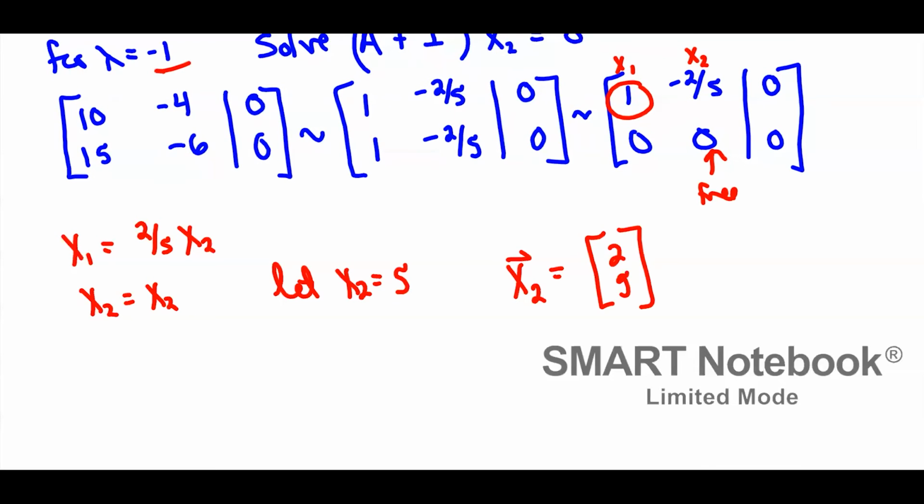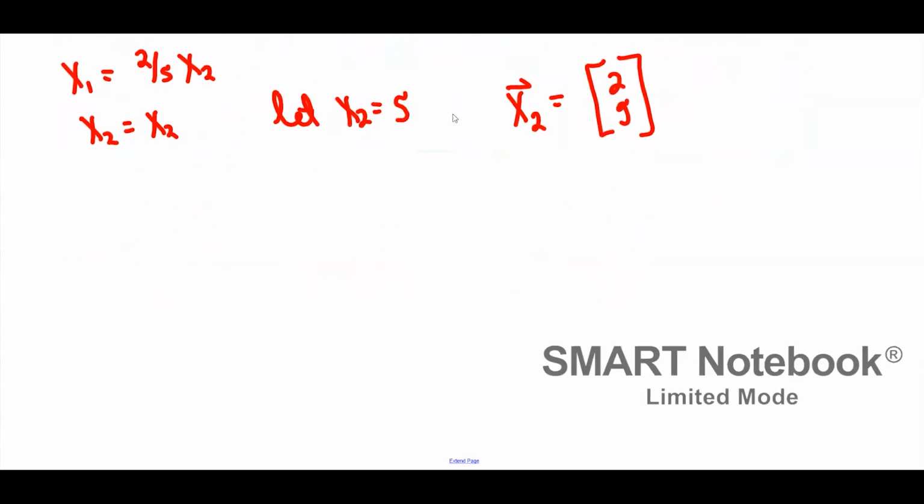So once you have the two eigenvectors, you automatically know that eigenvectors are going to be linearly independent. So we don't actually have to check that Wronskian here because we know automatically that these are independent.